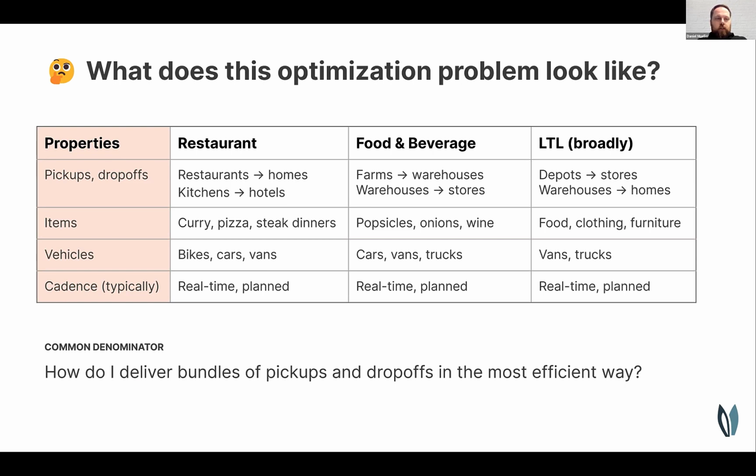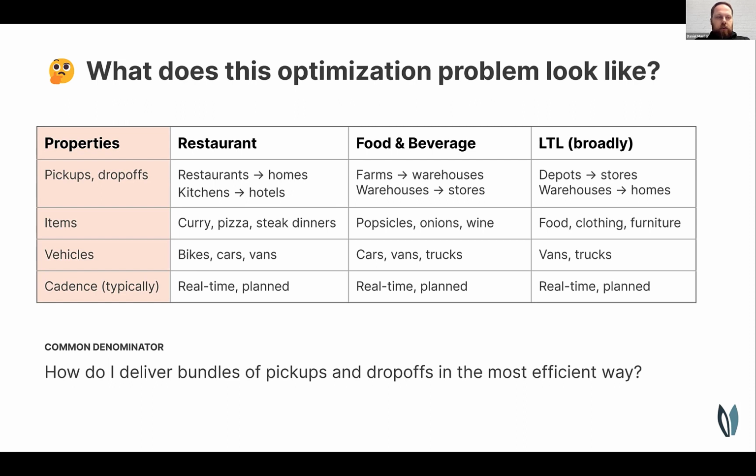For example, for restaurants, we're looking at ordered meals that have to be transported from restaurants to the customer's home. So we have a pickup stop at the restaurant, and a drop-off stop at the house of the customer. Similarly, for food and beverage deliveries, we have some place where we want to pick up our items. This might be a farm, a factory, or a warehouse, and we want to transport those to some drop-off location, like a warehouse or a store. The same goes for LTL transportation, where we pick up maybe an item at a depot or at a warehouse, and we're transporting that to some store or also to a customer's house.